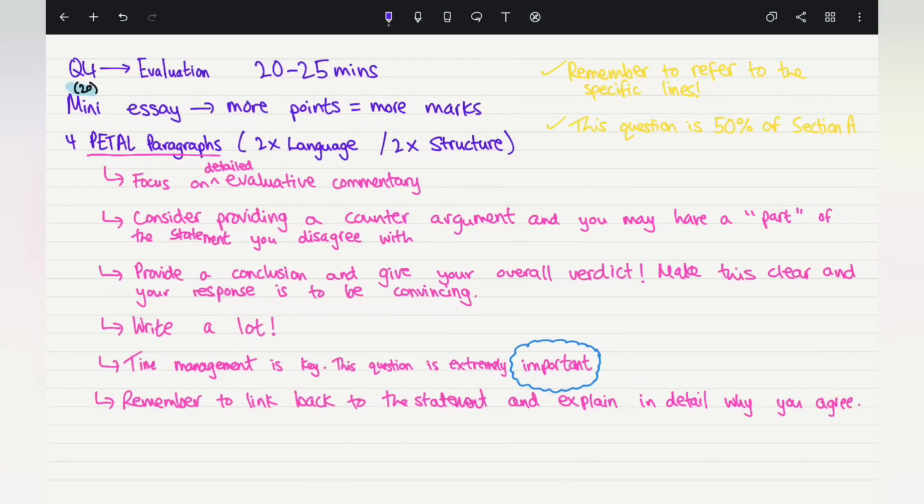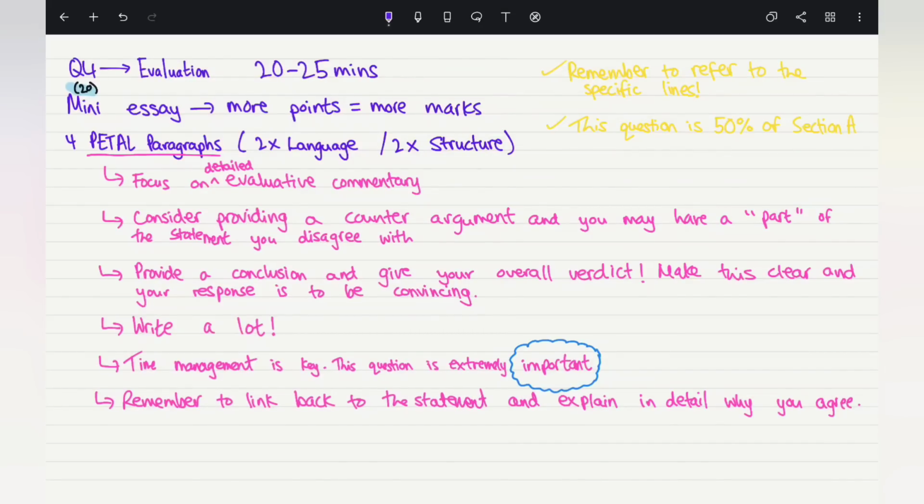So for this question, I would strongly recommend, for question 4, that you ensure you are writing 4 petal paragraphs, 2 on language, 2 on structure. The reason being, the question is looking at how the writer uses methods. So preferably here, you explore both language and structure in detail. So focus on detailed evaluative commentary.